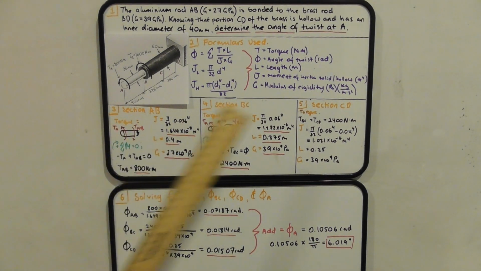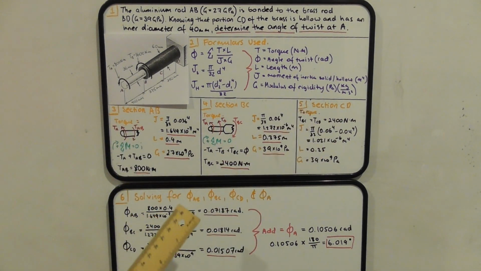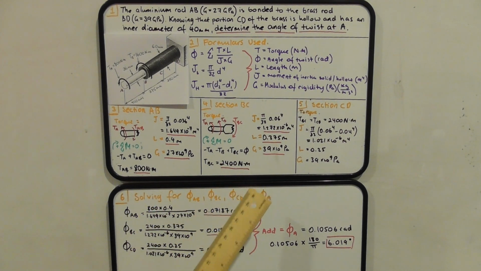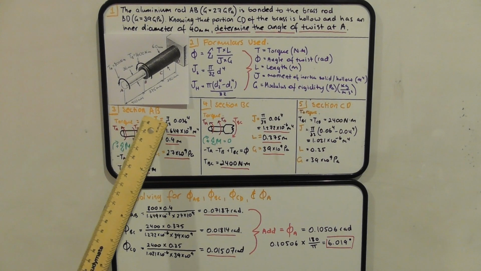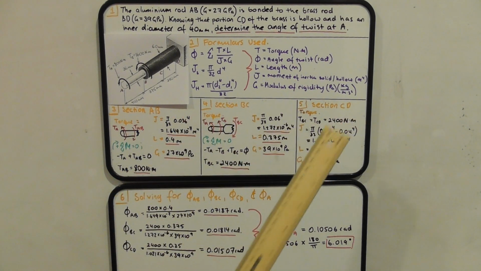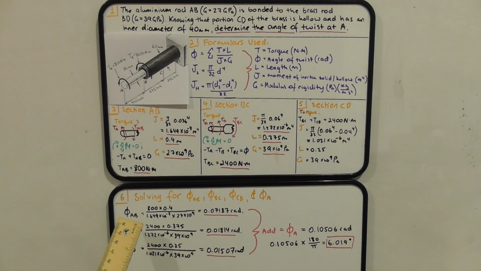Now that we have all these values here, we need to solve for angle of twist AB, BC, CD, as identified, using the values from the sections here. And it's just a plug and play scenario. If you have a look, the angle of twist for AB will equal 0.07187 radians.